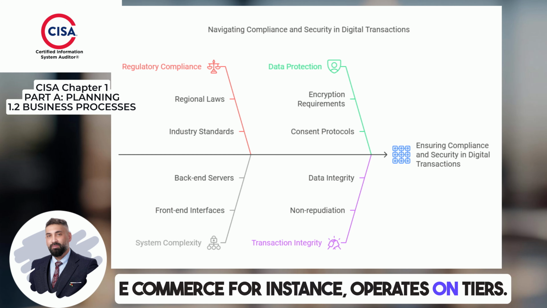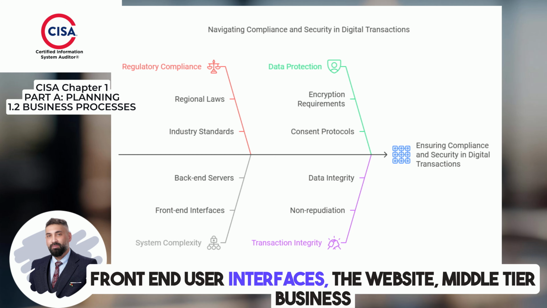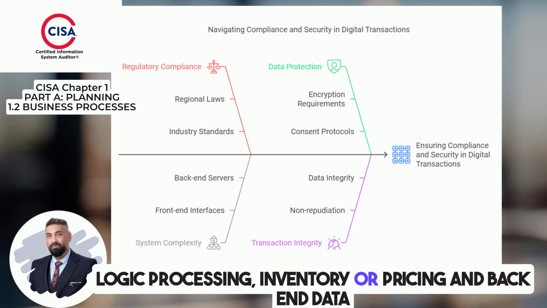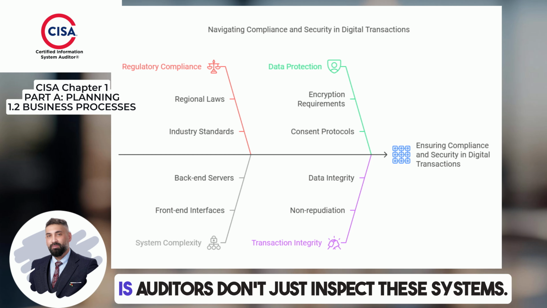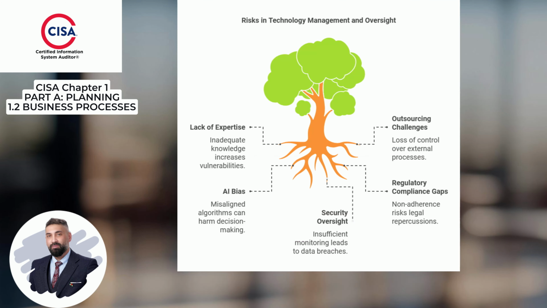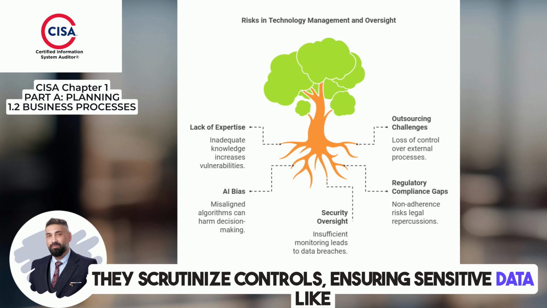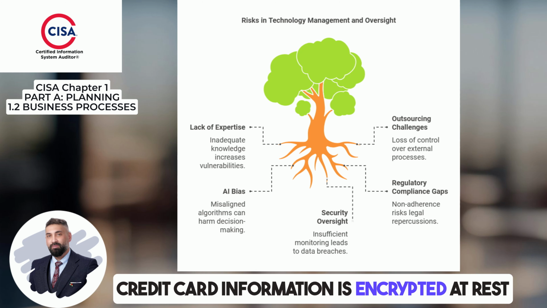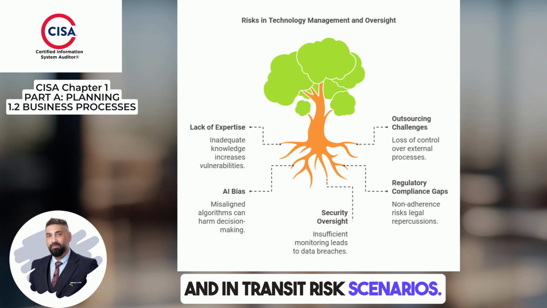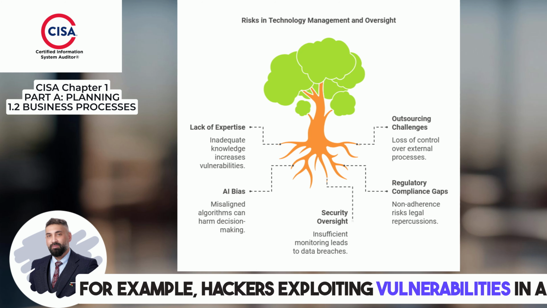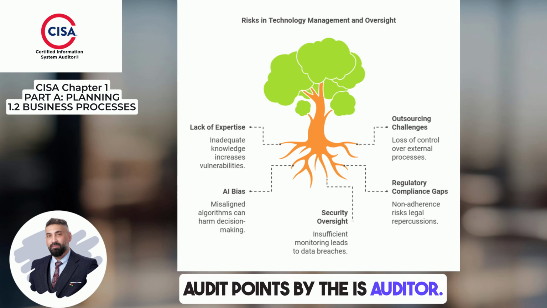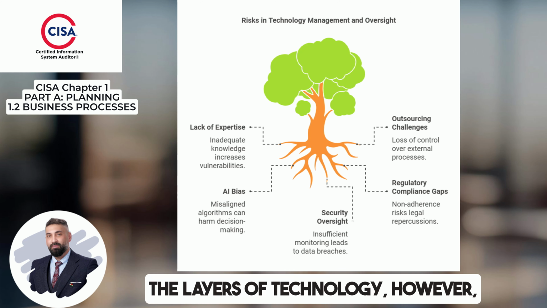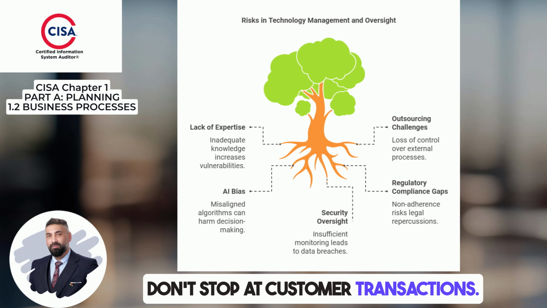E-commerce, for instance, operates on tiers: front-end user interfaces, the website; middle-tier business logic, processing inventory or pricing; and back-end data servers, databases of what's bought and sold. IS auditors don't just inspect these systems. They scrutinize controls ensuring sensitive data, like credit card information, is encrypted at rest and in transit. Risk scenarios, for example, hackers exploiting vulnerabilities in a company's back-end servers, are turned into actionable audit points by the IS auditor.